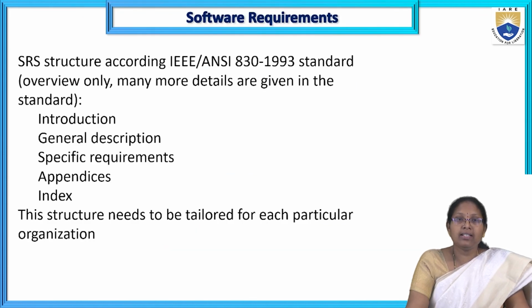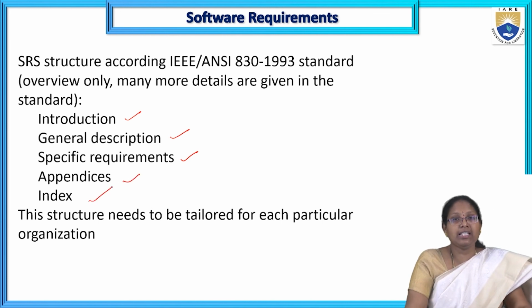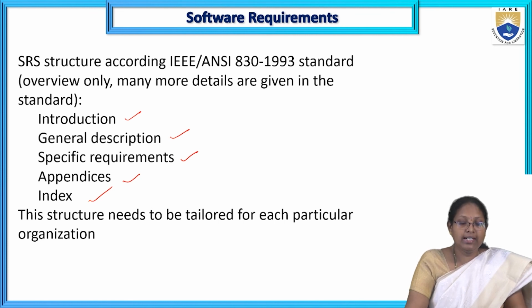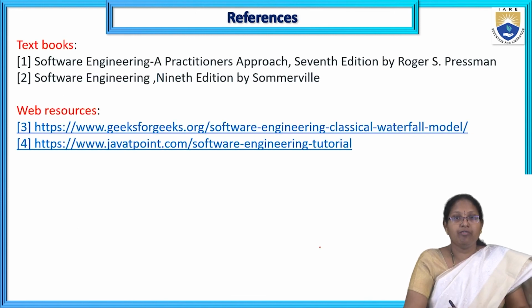As per the SRS structure, according to IEEE ANSI 830-1993, the standard SRS document follows the introduction, then the general description, specific requirements, some appendices, as well as the index. This structure needs to be tailored for each particular organization in the preparation of SRS documents. These are the references followed for this particular subject.